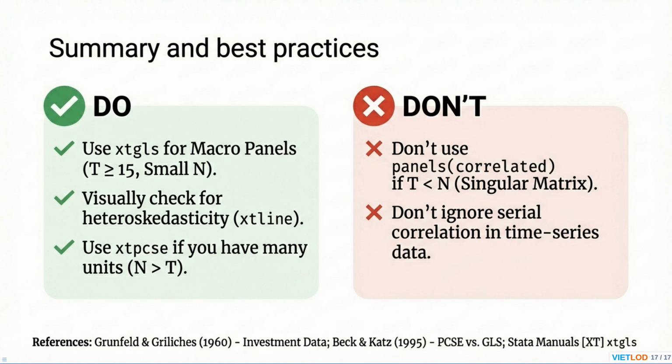Conversely, there are practices you should not follow. Do not use the panels(correlated) option with xtgls if your time dimension is smaller than your cross-section dimension, T less than N. This will lead to a singular error covariance matrix, making the estimation impossible. Finally, it is crucial not to ignore serial correlation in time series data. Failing to account for it will result in biased standard errors and potentially invalid inferences. Adhering to these guidelines will significantly improve the reliability and efficiency of your panel data estimations.